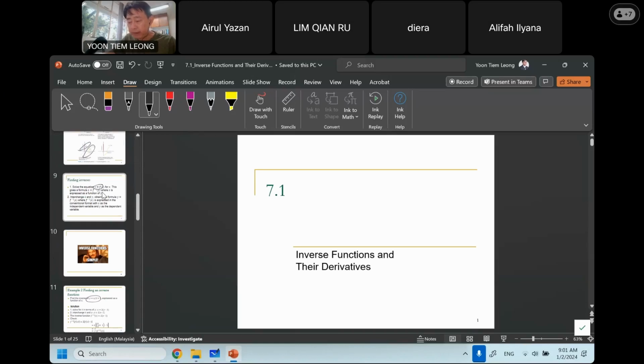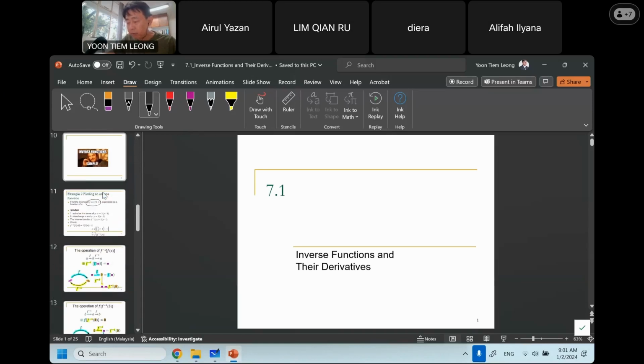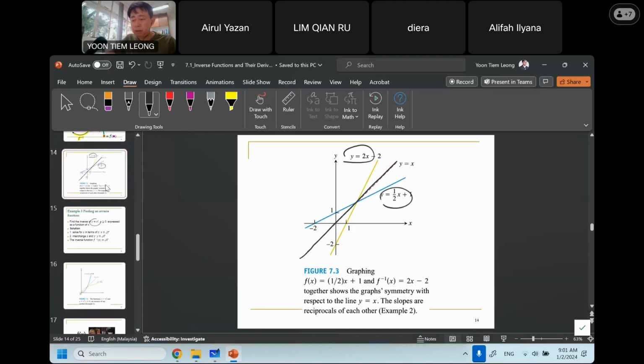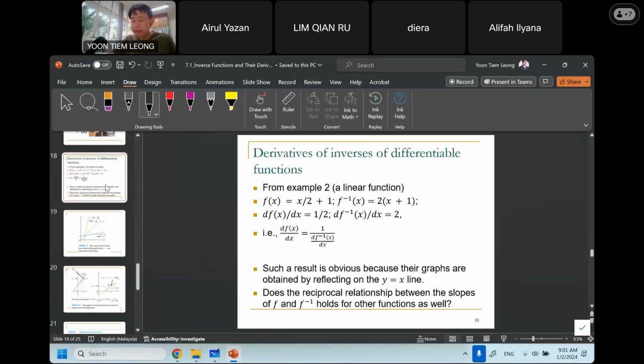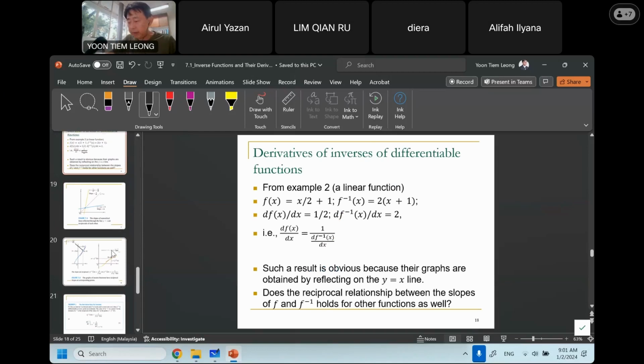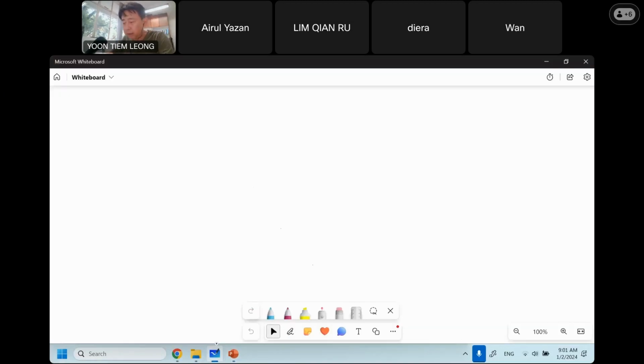Earlier on, we have already explained how to calculate the inverse of a function. Here, we are going to talk about the derivative of the inverse of a function. In order to understand the derivative of the inverse of the function, we have to recall the important properties of the function and its inverse.